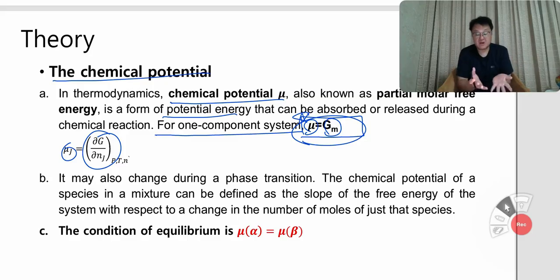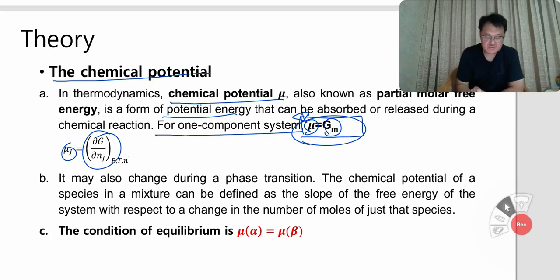This is chemical potential for a one component system. And in our experiment, we also deal with a one component system. We have a pure liquid of one component, and we are going to measure the temperature and vapor pressure. Based on that, we would like to determine the delta H vap value, the molar heat of vaporization for that given substance. We are going to do that for multiple different substances, but for each experiment, we have one component system. So in this case, chemical potential can be regarded as just Gibbs free energy for one mole of that substance.